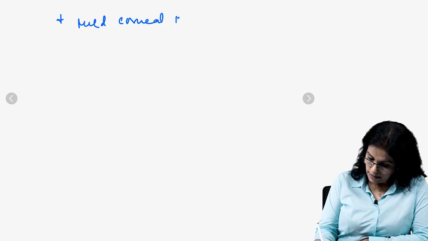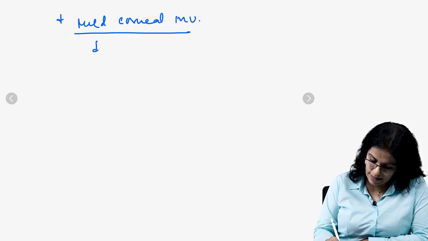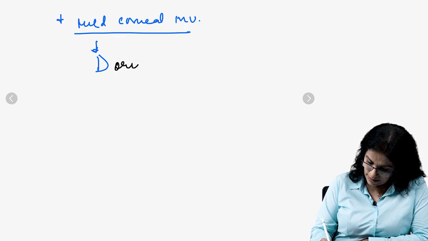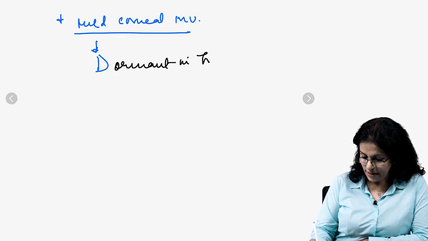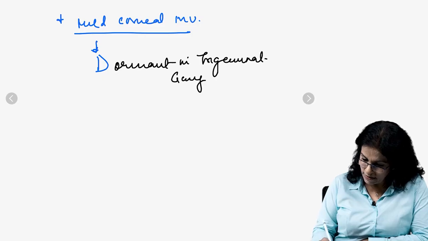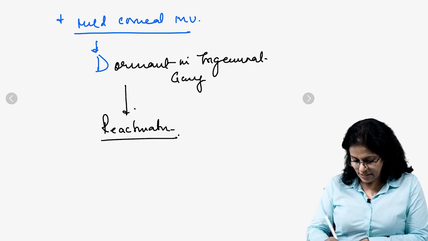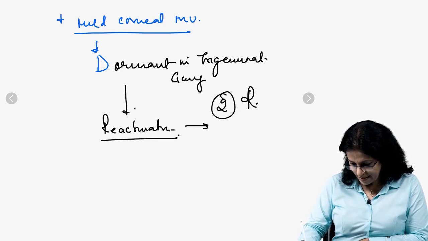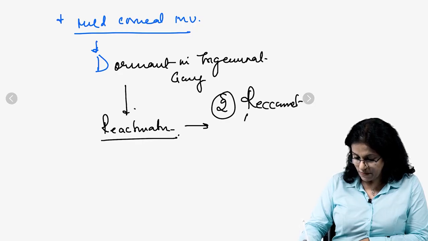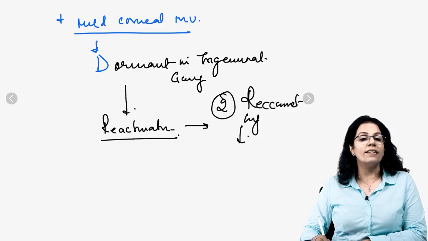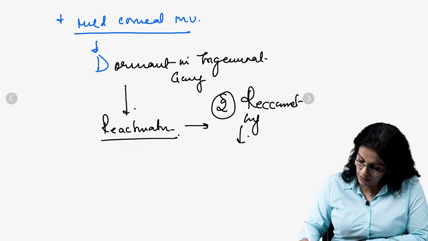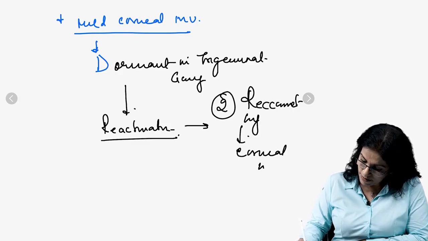What happens next? The virus becomes dormant in the trigeminal ganglion. When it gets reactivated, it leads to a recurrent infection. So one is the primary infection, and the second is the recurrent infection. It is this recurrent infection which causes severe corneal involvement and keratitis. So this time it is primarily the corneal involvement.